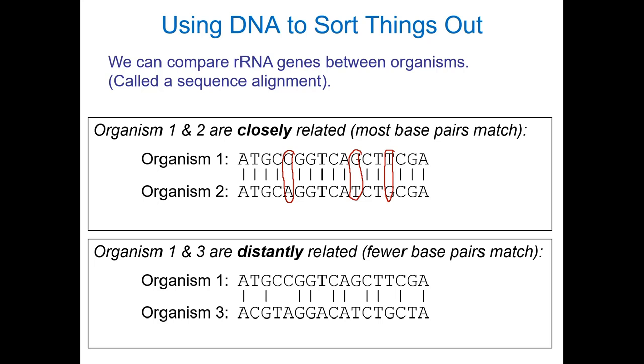Now, if we look at the example at the bottom, organism 1 and 3, these are distantly related. And the way we know that is if we compare them to the first example, we can see a lot more mismatched pairs. There's been a lot more change and evolution between these two species.